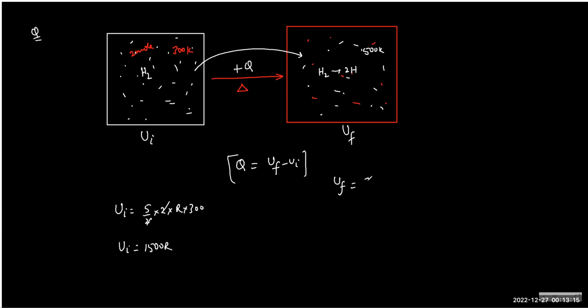What is f for the H atom? 3. So it's 3 by 2. What is the number of moles? Here it would be 4. Correct. So f by 2 nRT is how much? 500. So how much is the answer? 3000R. So how much energy do you need to supply? 1500R.